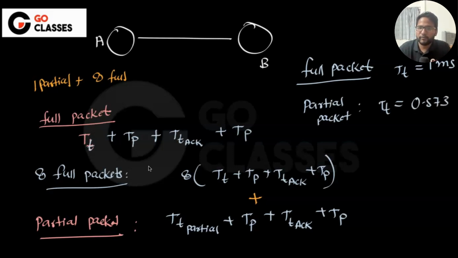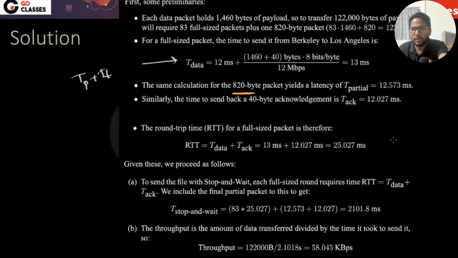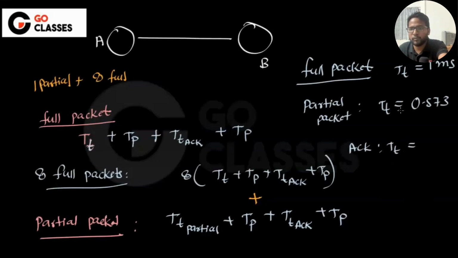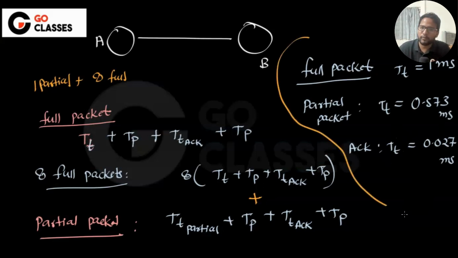And similarly, you can find out the transmission time for the ACK, the length upon bandwidth. You only need to do 40 upon the bandwidth, which is 12. If you find out, it is 0.27 milliseconds. Can you calculate these three numbers? Just length upon bandwidth, the transmission time for all of them. Once you find out the transmission time, I think you can do the same thing, right?